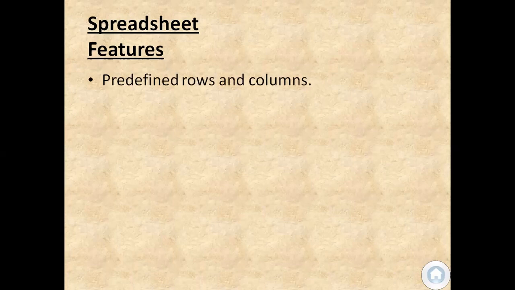Predefined rows and columns. Spreadsheet provides us predefined rows and columns, so we don't have to create rows and columns or tables by ourselves. Use of functions and formulas. This is the greatest advantage of spreadsheet, that spreadsheet has predefined functions, and some of the formulas which we need we can type by ourselves, and we can use those formulas whenever we need in the database.